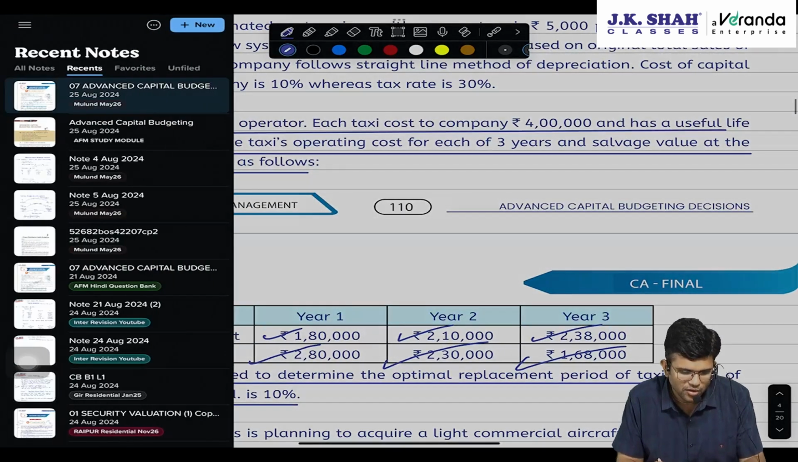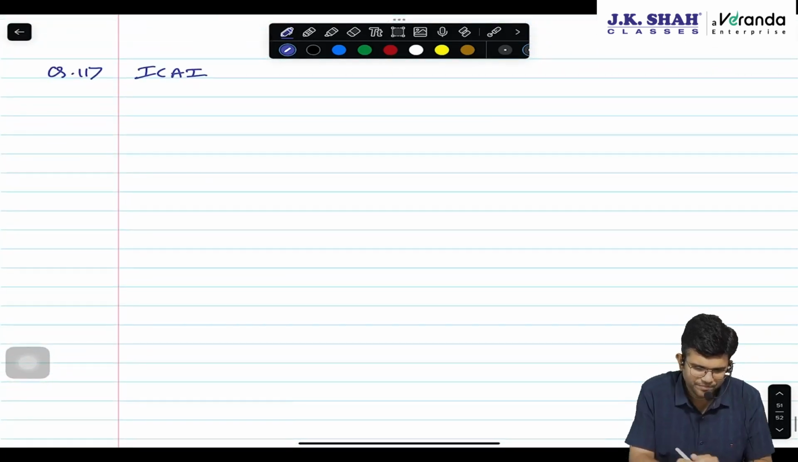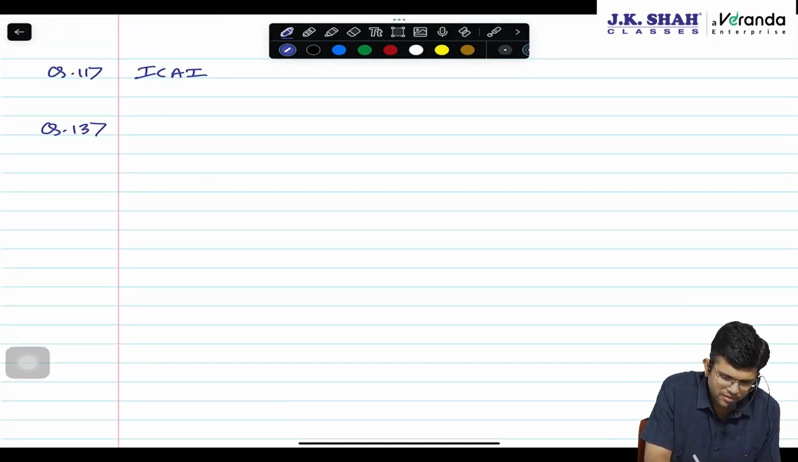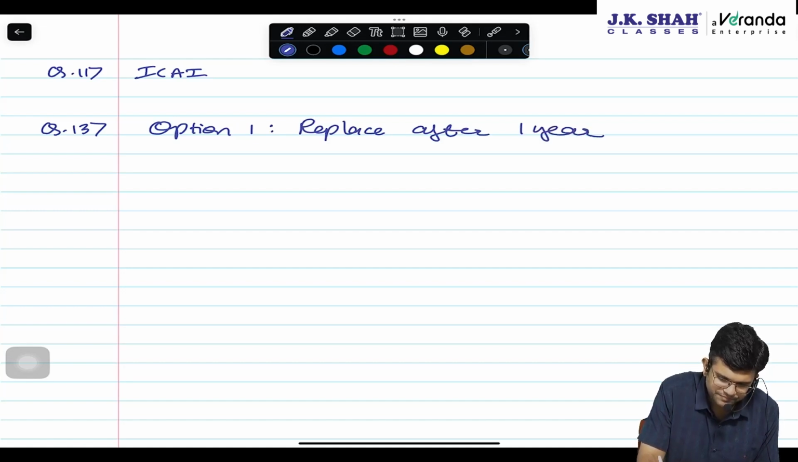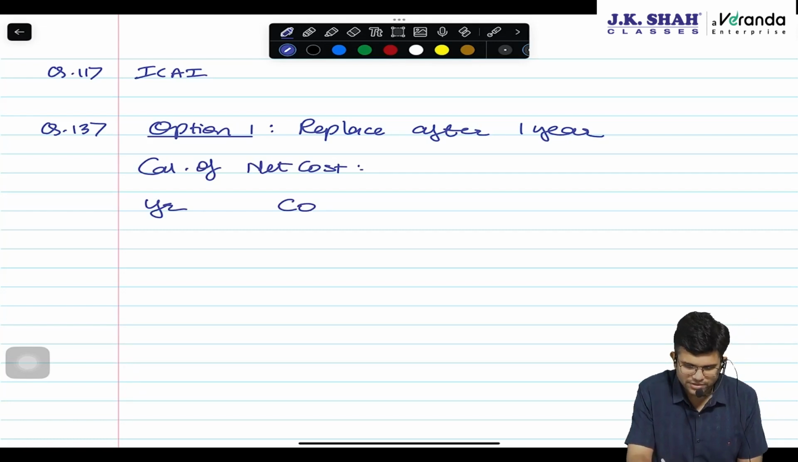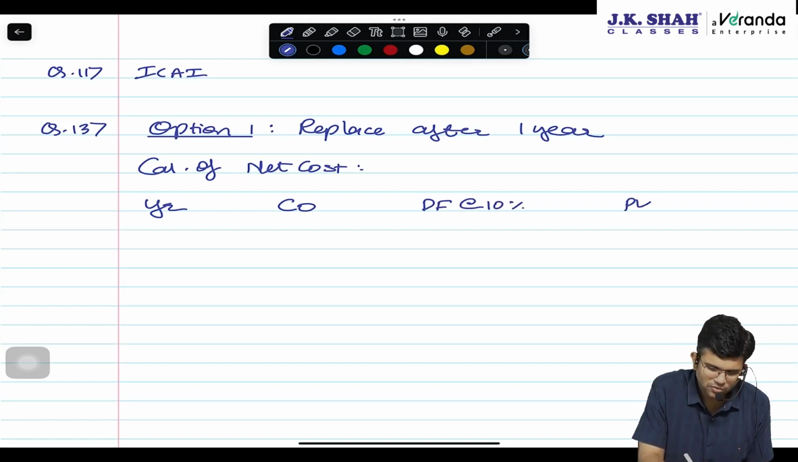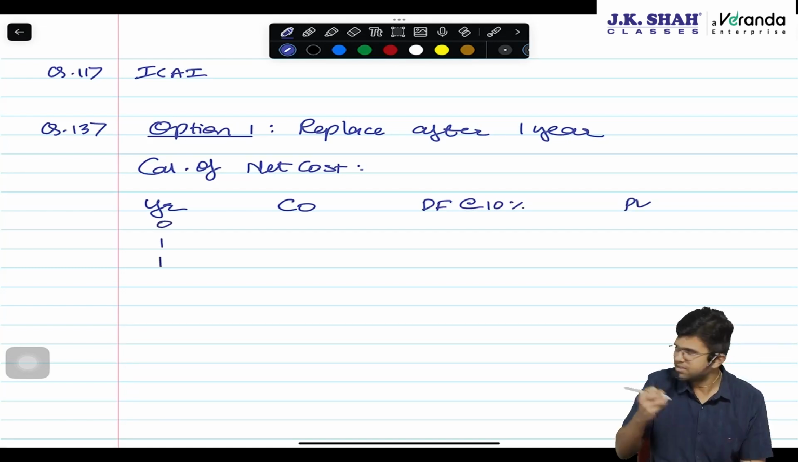Now don't write anything. Question number 13. Okay, so wait. Question 13. Option 1. Replace after 1 year. I am writing calculation of net cost. This calculation: year, cash outflow, discounting factor at the rate 10, present value. Do you understand what I have written?